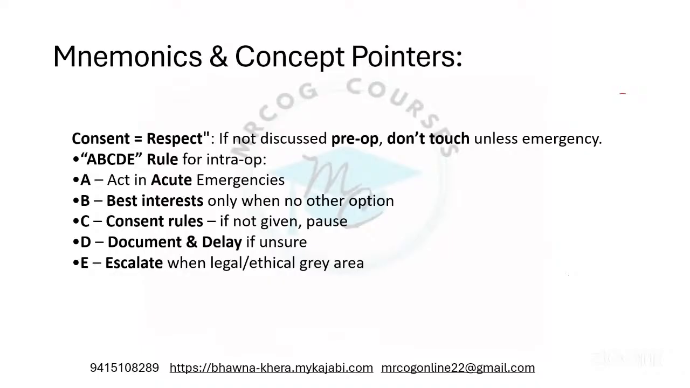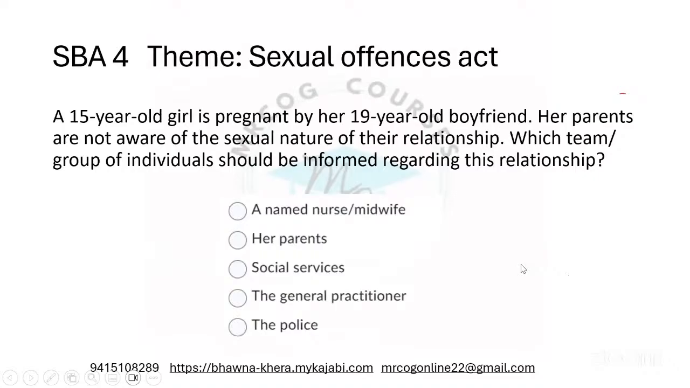A is for act in acute emergencies. B, always see whether it is in the best interest. And C is the consent rules. If not given, pause. D, document and delay if unsure. Escalate when legal and ethical gray areas are there. So this is how we need to proceed further. Life-threatening means, for example, massive hemorrhage, where the patient is absolutely bleeding and she can just bleed to death. That would be life-threatening, right? So this is how we will follow the rules for the concept questions.